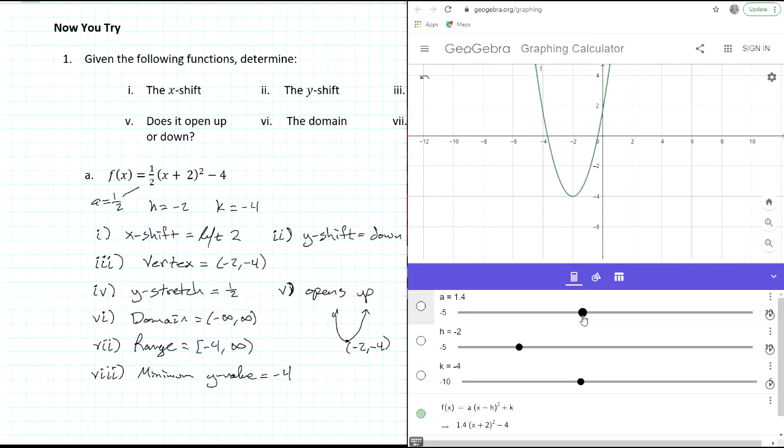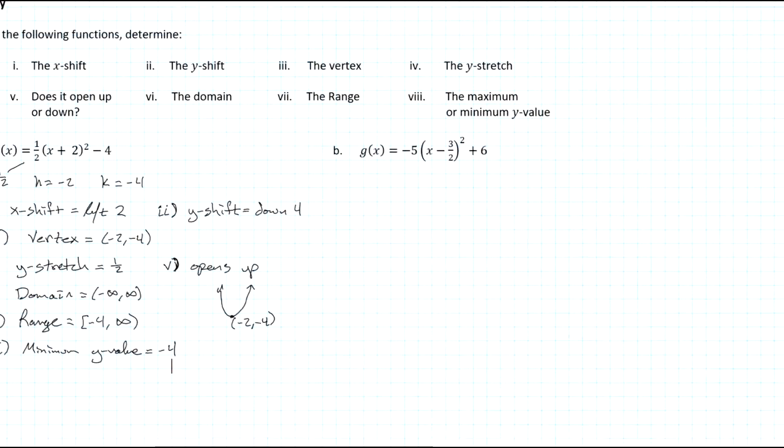If I put that at a 1, we see it gets taller. Right, so what is it? 1/2. The y values have been multiplied by 1/2, so it's really a compression, right? Because we're multiplying the y values by a number smaller than 1. But we can still say the y stretch is 1/2, half of the original y values. And then the domain, it does open up. The domain is everything. It goes to the left and right forever. The range is -4 to infinity. And the minimum y value is right there at the vertex at -4.